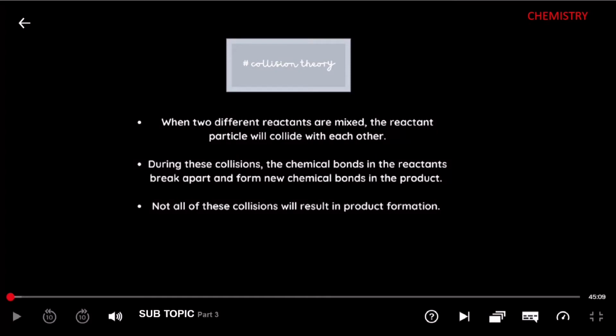Collision theory. What is collision theory? Collision theory is when two different reactants are mixed, then the reactant particles will collide with each other. During these collisions, the chemical bonds in the reactants break apart and form new chemical bonds in the product. But not all of these collisions will result in product formation.